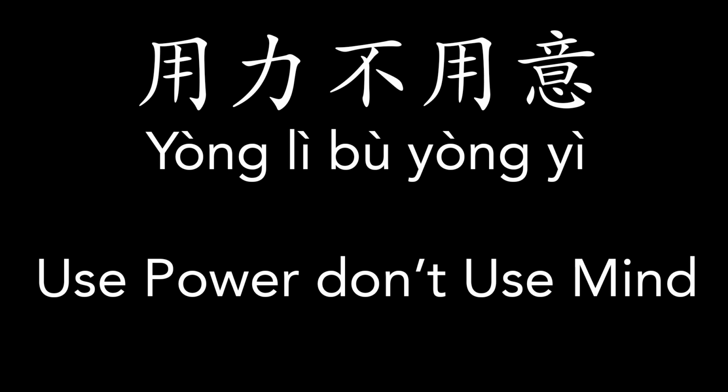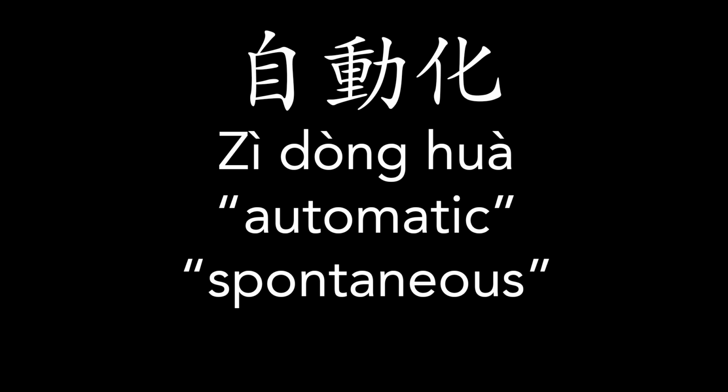And the next line is really the reverse. So it says 用力不用易, which means use power, but don't use your mind. And then the final line, 自动化. 自 means self or yourself. 动 means movement. And then 化 is kind of an add-on word in this case, meaning to make something happen. So 自动化 means automation, to make something happen automatically. If you look that line up in the dictionary, it would directly translate as to make automatic, I think.